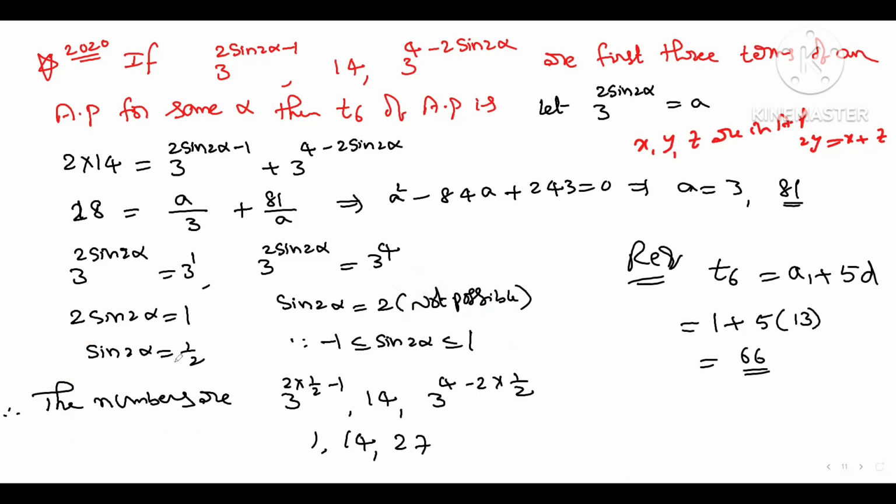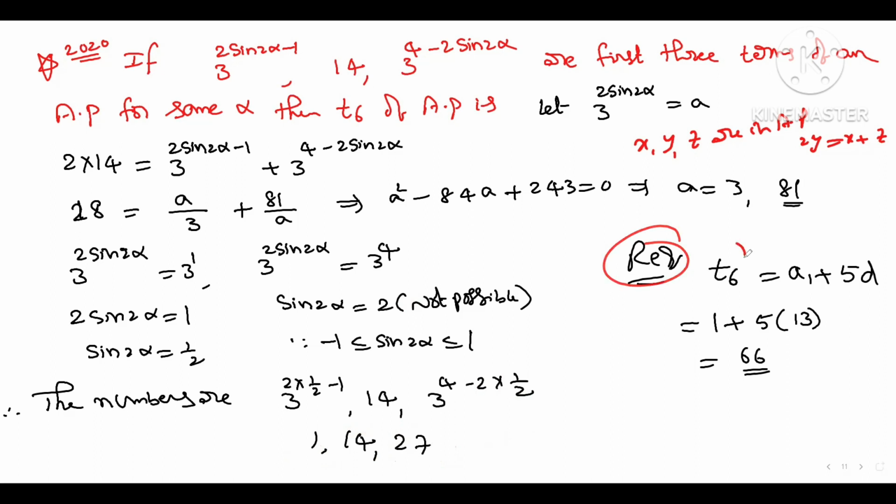Substitute sine 2 alpha equal to 1 by 2 in the statement. So 3 to the power 2 times sine 2 alpha, placing 1 by 2, minus 1. Here 14. 3 to the power 4 minus 2 times sine 2 alpha, placing 1 by 2. So what we get here: the 2 gets cancelled. 3 power 0 is 1, 14. Here the 2 gets cancelled, 3 to the power 3 is 27. Okay, 1, 14, 27 we have got.